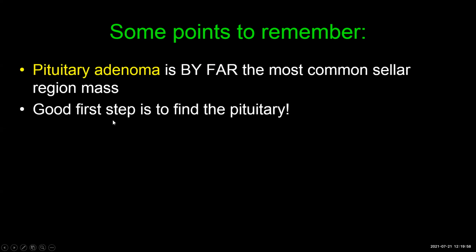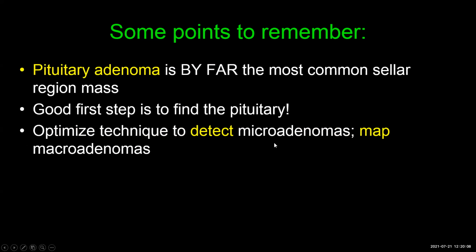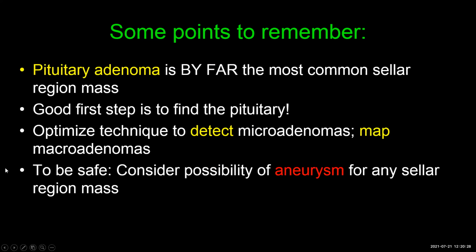A good first step whenever you see a regional mass is to find the normal pituitary gland, because if you can't, the mass may actually be the pituitary gland. Microadenomas are very small. Our challenge on imaging is to actually find them, whereas macroadenomas are big, more than a centimeter, and we want to look and see what they do to the adjacent structures. Is it compressing the optic chiasm? Is it growing into the cavernous sinus? And then finally, to be safe, we want to consider the possibility of an aneurysm for any mass in this region.